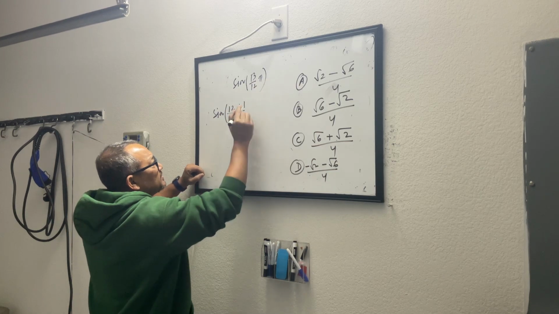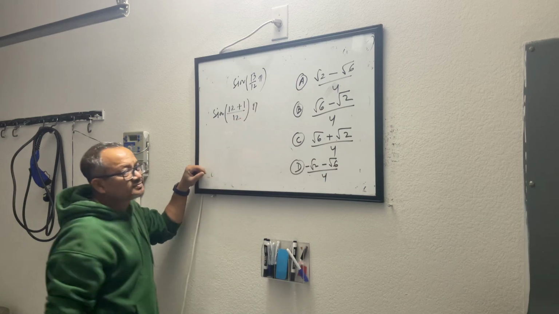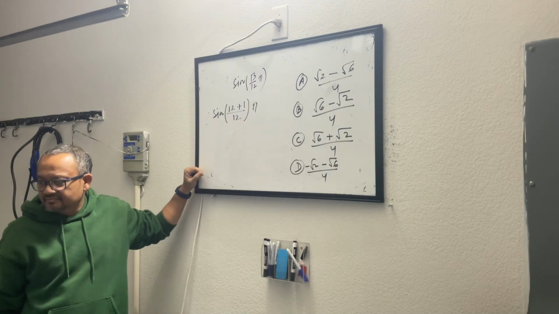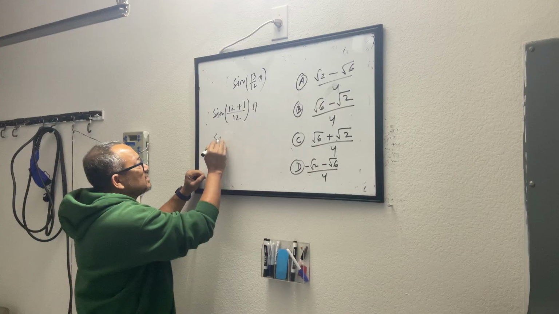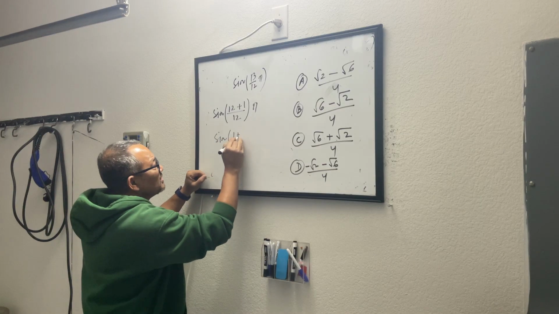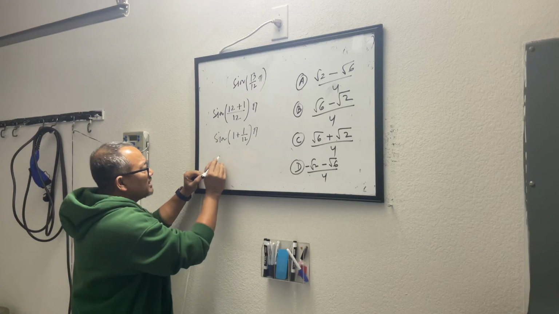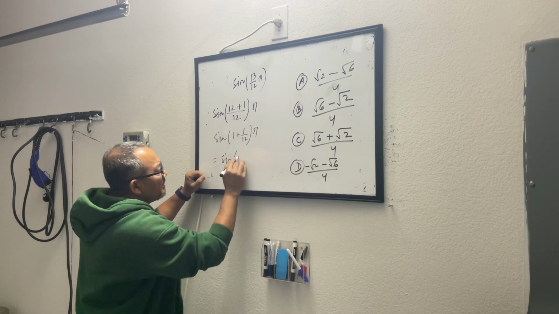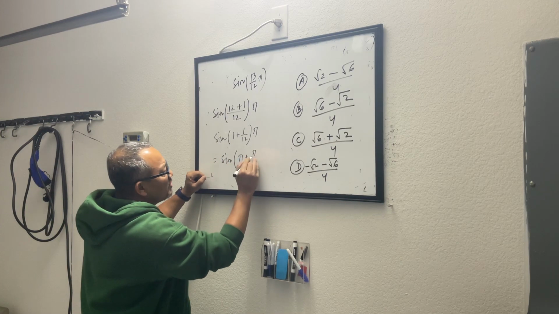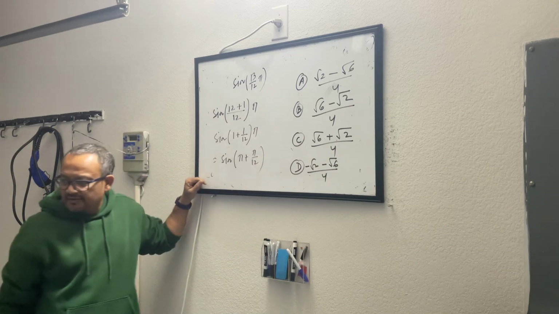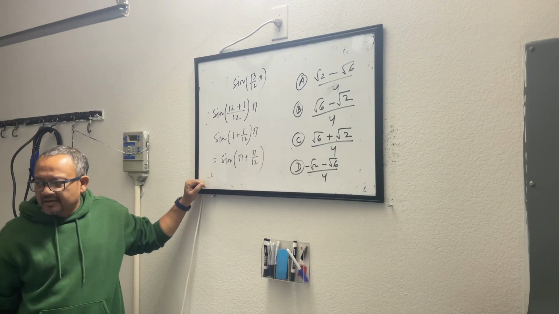How about this? Yeah. So this becomes sine of 1 plus 1 over 12 pi, or I can say sine of pi plus pi over 12. Is that okay? Yeah?